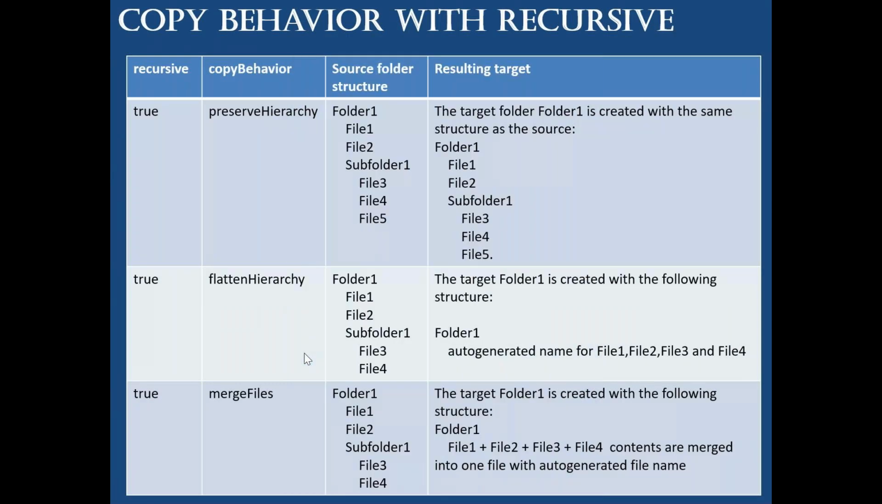Next. So copy behaviors, if you see now, let's say I use recursive equal to true and the copy behavior is preserved hierarchy. Now I have it like this: folder 1, file 1, file 2, subfolder 1, file 3, file 4, file 5. Now what happens when you copy them? As you said recursive equal to true, the same structure will be copied into the target, including subfolders, because recursive equal to true. As the copy behavior is preserved hierarchy, the same structure will be copied into the target. Clear?